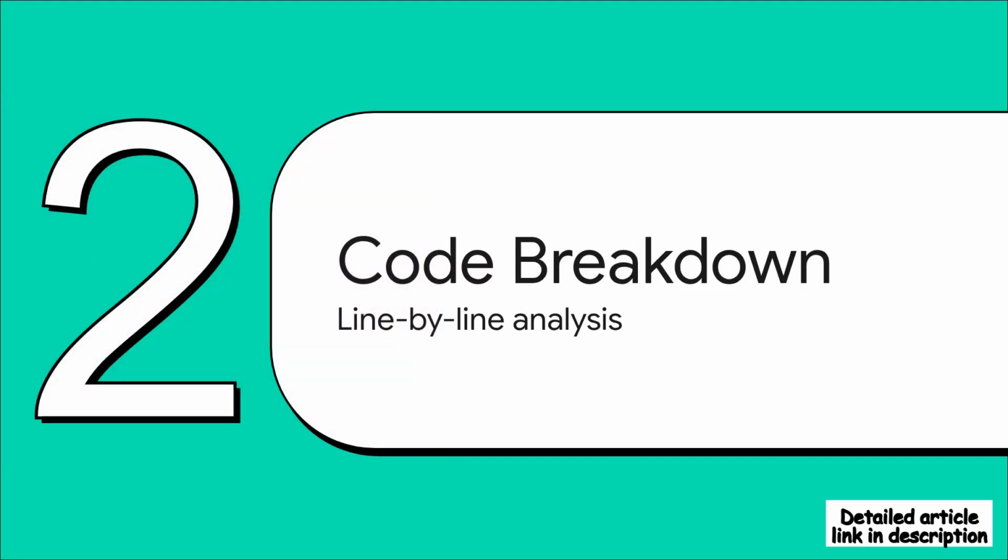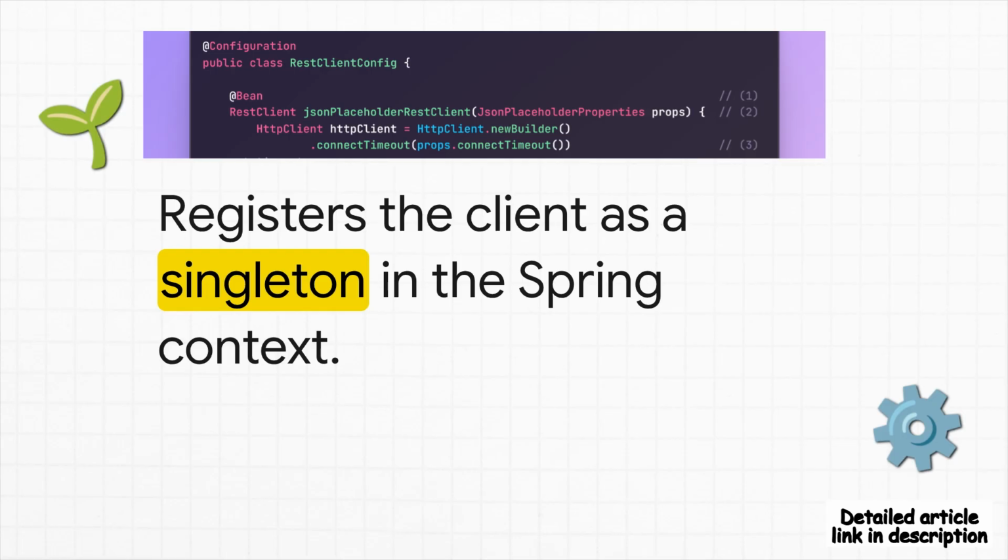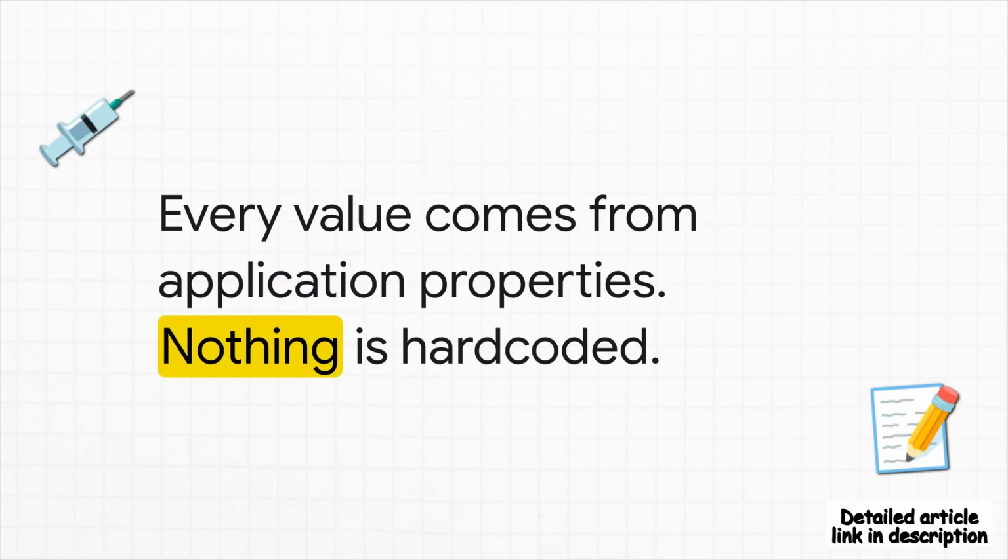Moving on to part 2, breaking down the code. Starting right on line 1, we use the @Bean annotation on our JSON placeholder REST client method. In Spring, you probably know this, it registers the client as a singleton in the application context. This means Spring creates exactly one instance of this REST client and hands that exact same instance out everywhere you inject it in your app. We're going to talk a bit more about why that specific behavior is an absolute game changer for performance in just a few minutes.